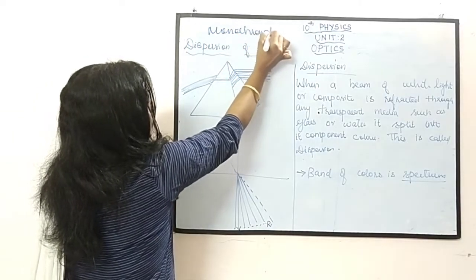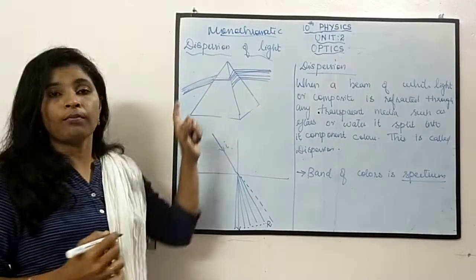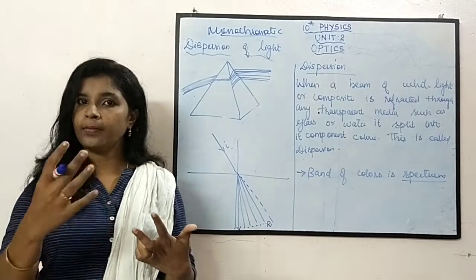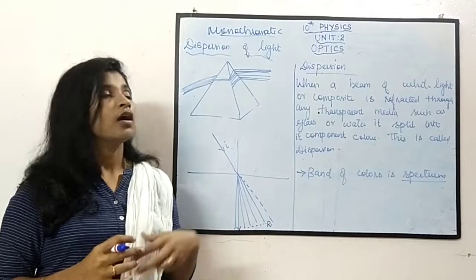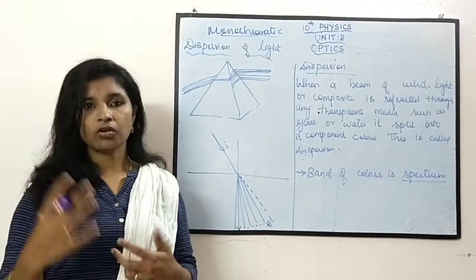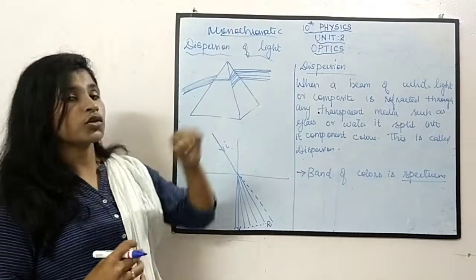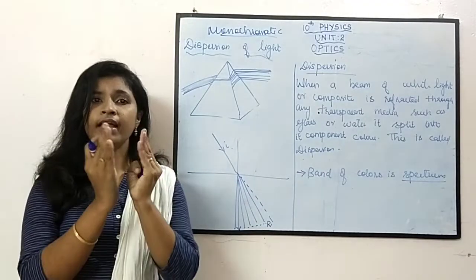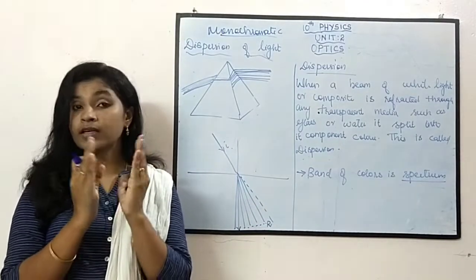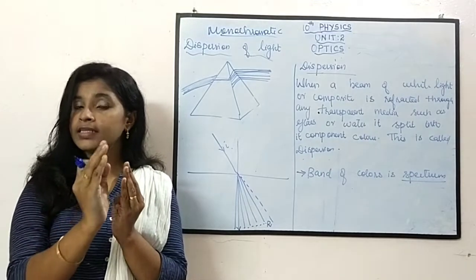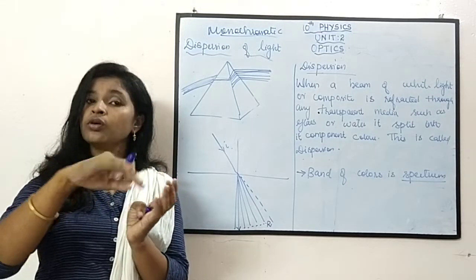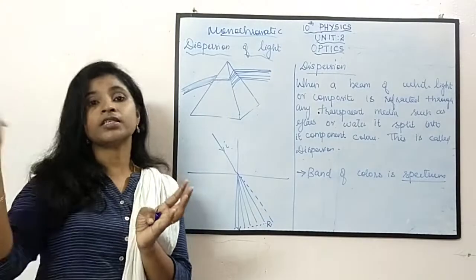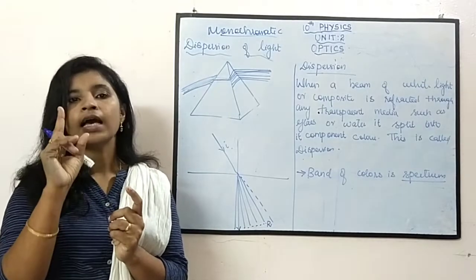Monochromatic means single colored light. For example, the sodium vapor lamp you will be using in your laboratories. When you go to your classes, your teachers will show that it is also a monochromatic light. It is a white light. Now, what is meant by refraction? When a light enters from one medium to another medium, the light deviates from its path. That is called refraction.